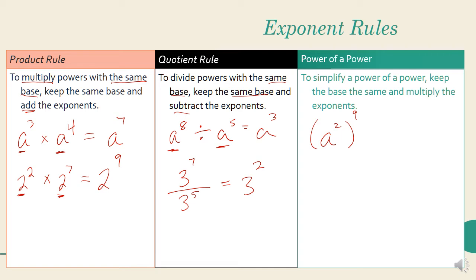What does this tell you? Keep the base the same, so a, and multiply. 2 times 9, 18. Done.